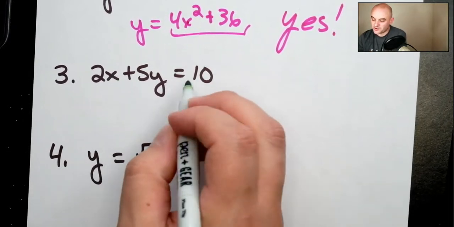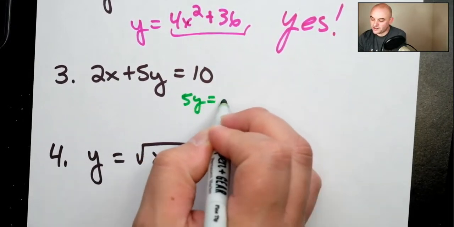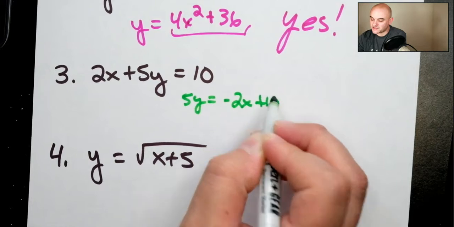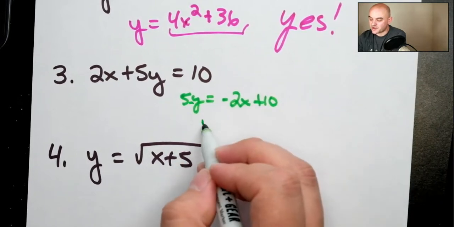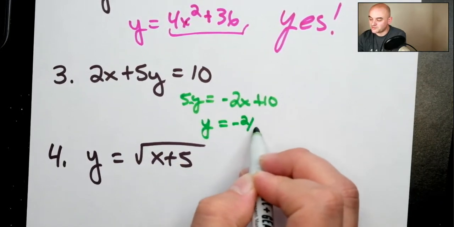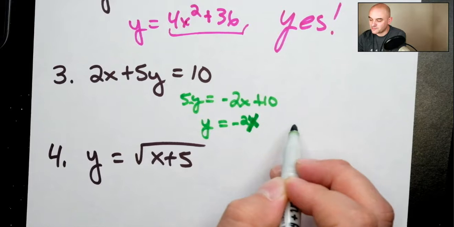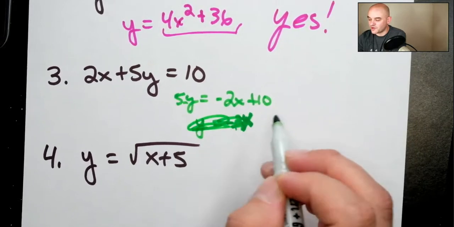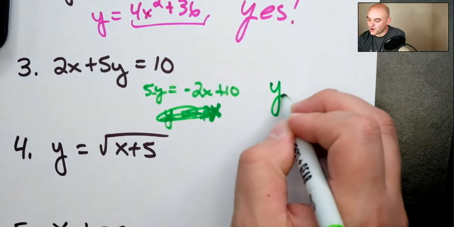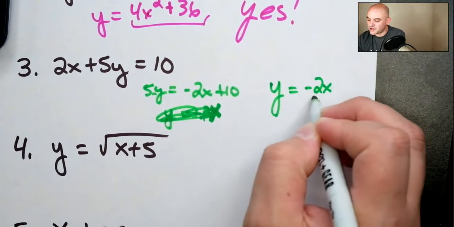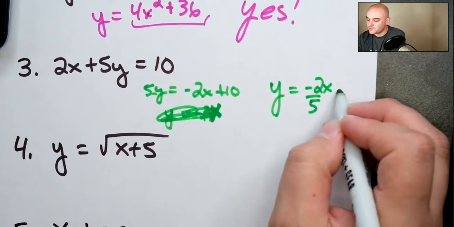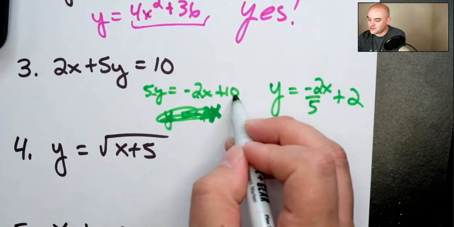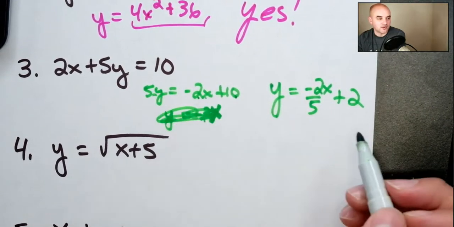So subtract 2x from both sides, you get 5y equals negative 2x plus 10. Divide both sides by 5, I'm going to get y equals negative 2x over 5. I'm writing that all funny there. Let's do this again. y equals negative 2x over 5 plus 2, because we have to divide each term by 5 when we divide by 5 there.